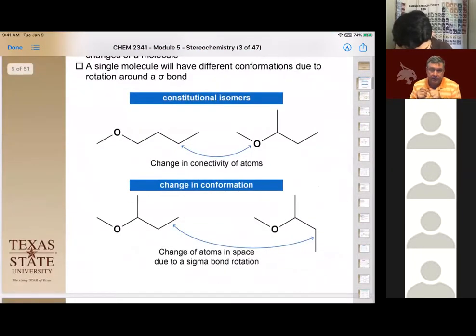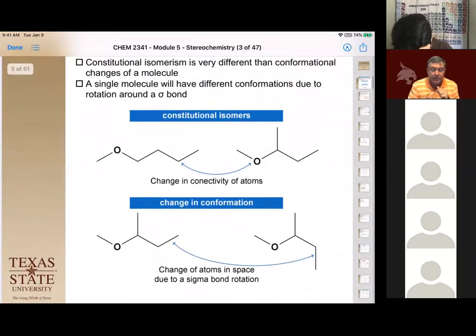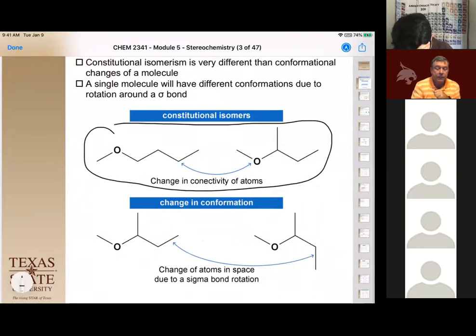conformational isomers, okay? So in this case here, this is a constitutional isomer change because we've changed the location of a bond. We've moved this sigma bond from here to over here, and that has changed the connectivity, okay? This is a constitutional isomer. It has changed its connection.